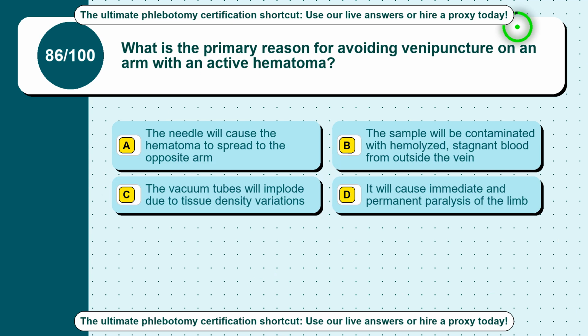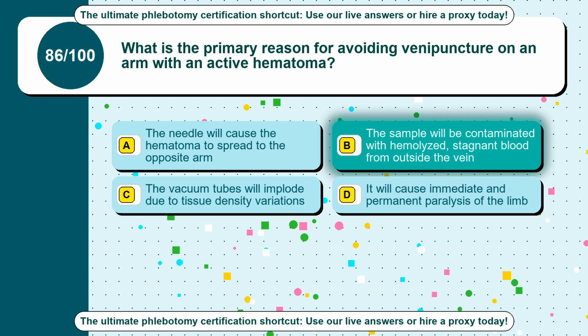Question 86. What is the primary reason for avoiding venipuncture on an arm with an active hematoma? Option A. The needle will cause the hematoma to spread to the opposite arm. Option B. The sample will be contaminated with hemolyzed, stagnant blood from outside the vein. Option C. The vacuum tubes will implode due to tissue density variations. Option D. It will cause immediate and permanent paralysis of the limb.